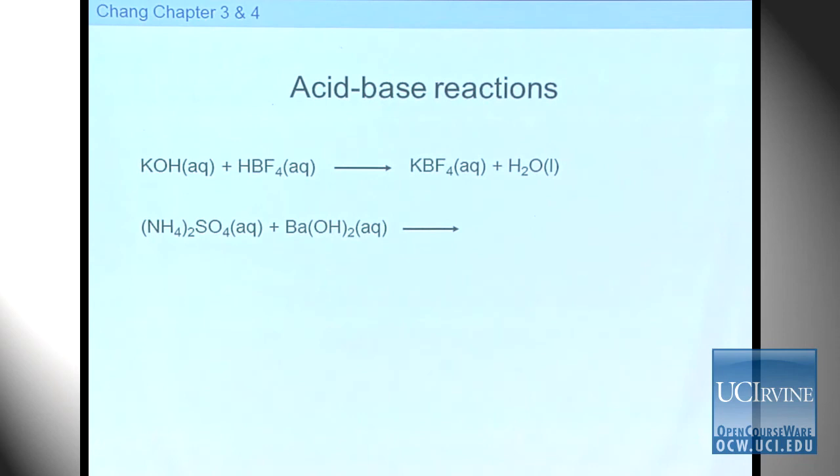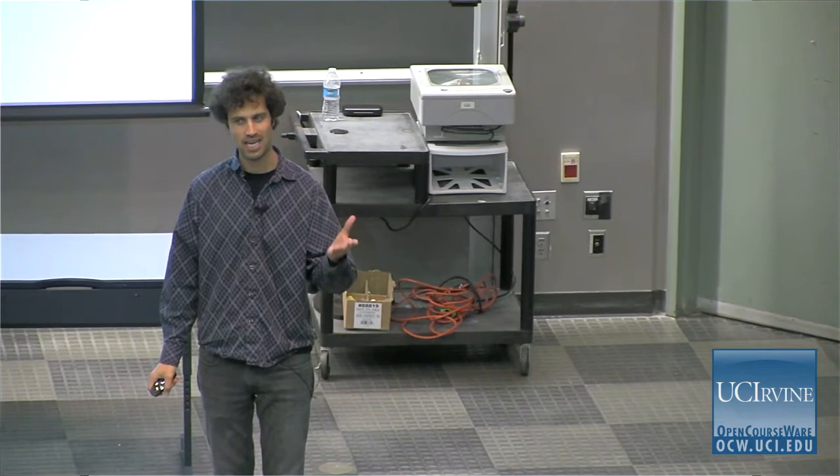Okay, so when it takes a proton, the NH4+ becomes NH3, neutral, becomes ammonia. The OH- interacts with the proton, becomes water, and what you're left with is barium sulfate. Barium sulfate actually is a precipitate. This is a very interesting situation, right? I have an acid-base reaction that has, as a product, a precipitate.